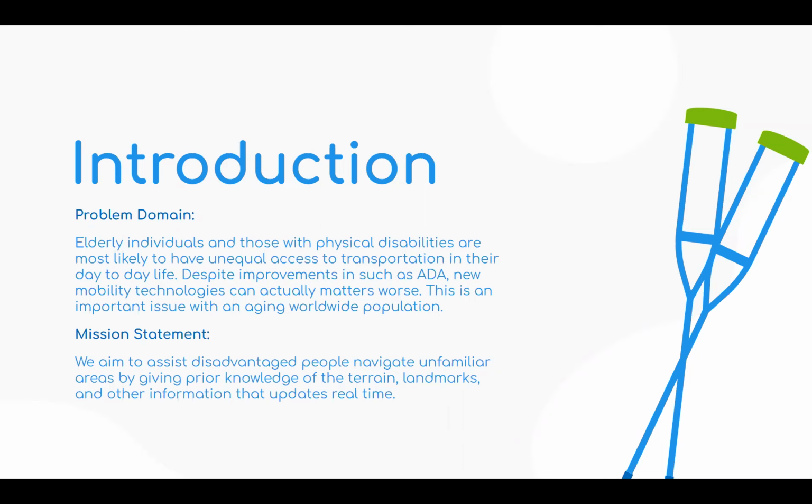Our statistics in A3 show that 3 out of every 20 people in the world have some form of disability. That is a group of over 1 billion people, many of which are getting older, with over half of those that are over 60 in 2030 being classed as disabled. Thus, our mission statement is that we aim to assist disadvantaged people navigate unfamiliar areas by giving prior knowledge of the terrain, landmarks, and other information that updates in real time.